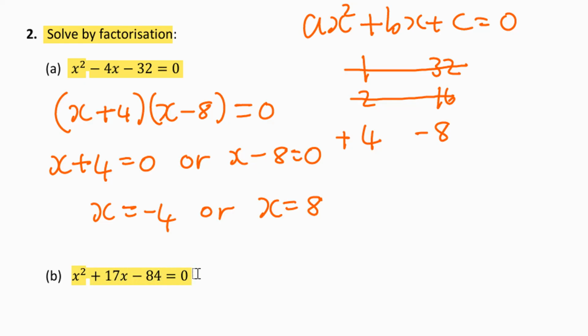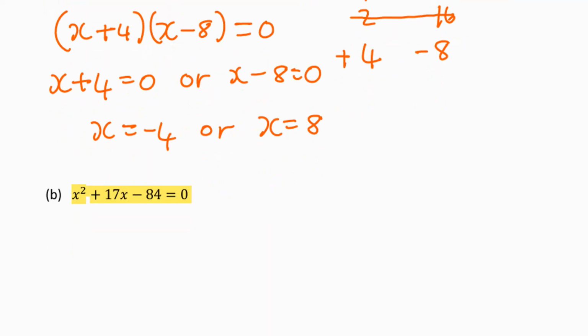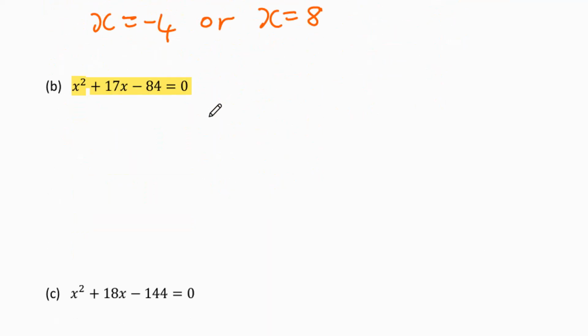Let's look at this equation. Once again, the left hand side of this equation is a trinomial. In other words, it's in this form, ax squared plus bx plus c, where a is equal to 1. In other words, the x squared coefficient is 1. So we can use the same method as before. We start by looking at the factors of the constant, in this case negative 84, although we can ignore the minus. And we need factors of 84 that when we add or subtract them, we get positive 17.